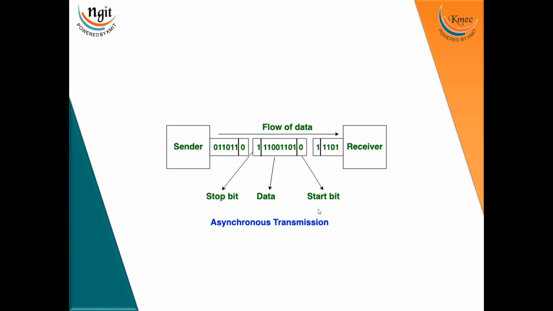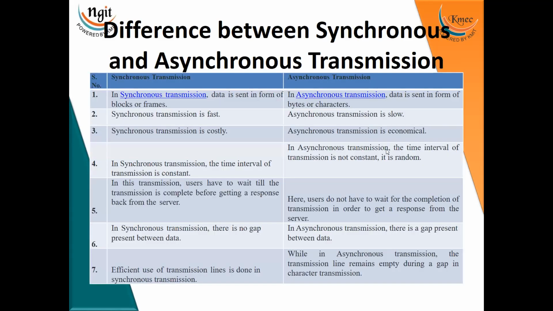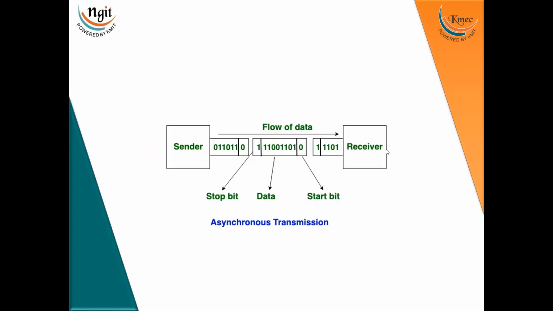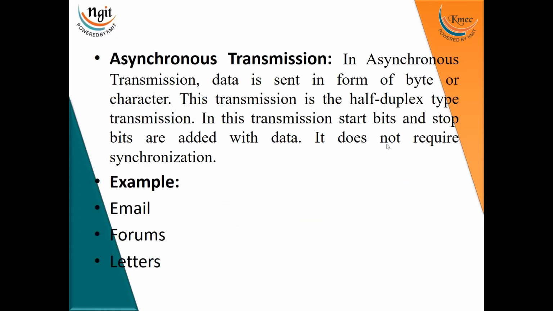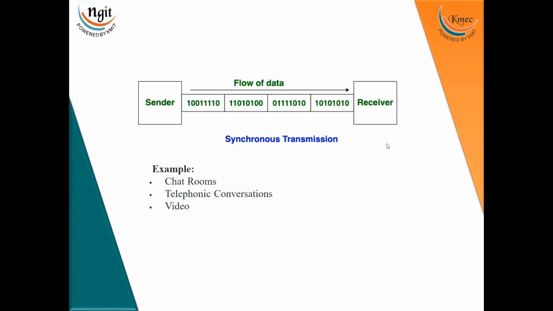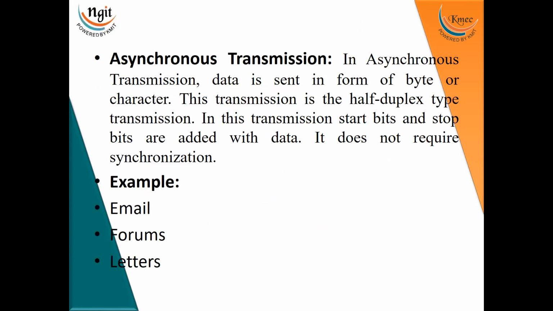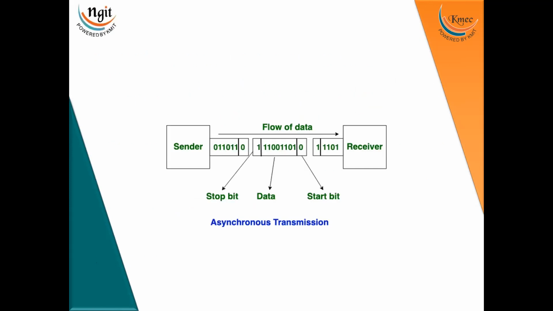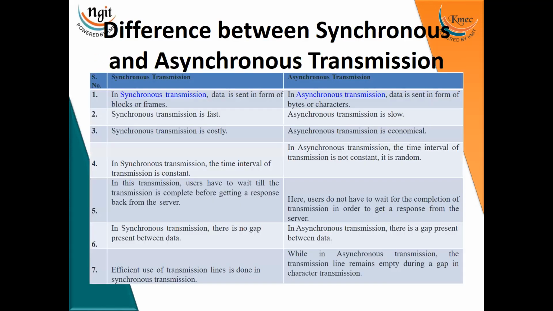And now we'll see the differences. In the example, the best example for synchronous transmission is a telephone conversation. The best example for asynchronous transmission is email. Email, forum, letter, all these things will be there. But as these days we are using email a lot, that's why I'm giving the example of email. Next, finally, what are the differences between synchronous and asynchronous transmission.